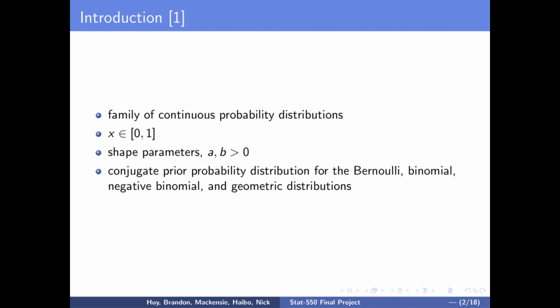So what is the beta distribution? The beta distribution is actually a family of continuous probability distributions because it has shape parameters. It is defined on the interval 0 to 1, and the parameters a and b control the shape of the distribution. The beta distribution is the conjugate prior probability distribution for the Bernoulli, binomial, negative binomial, and geometric distributions, meaning it can be used to represent initial knowledge about the probability of success in another distribution. Essentially, it can represent a probability distribution of probabilities.